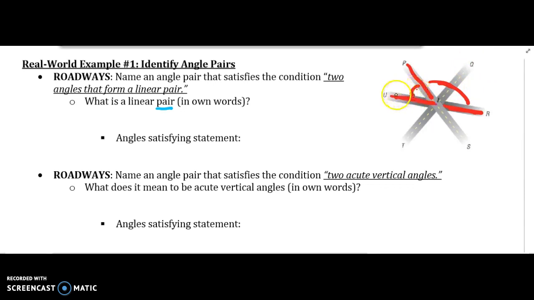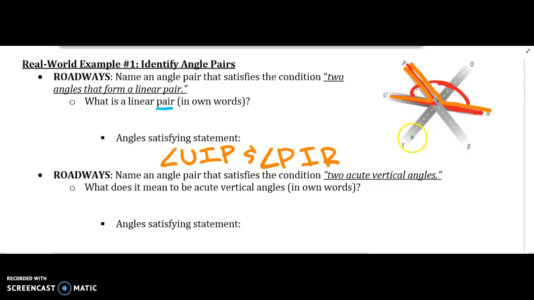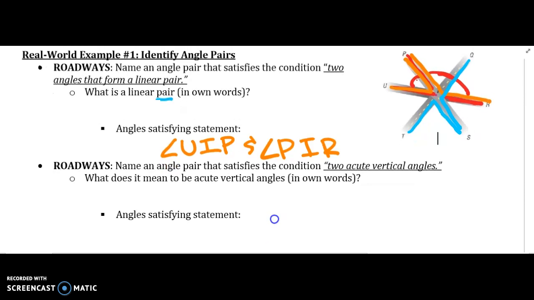So I would name this angle UIP and PIR, and together all of that makes a line. It's two angles that make a line, so it's a linear pair and they're adjacent. Now, there's several other options, and we could do something like this and this. There are several options there.